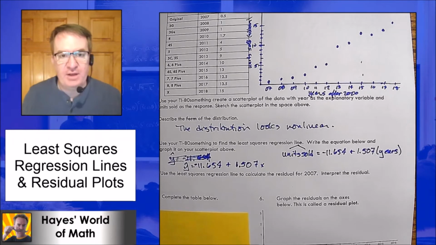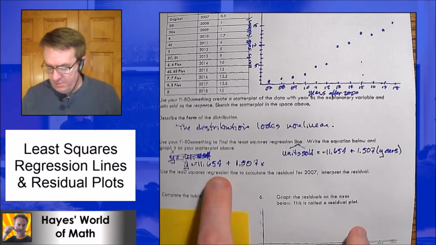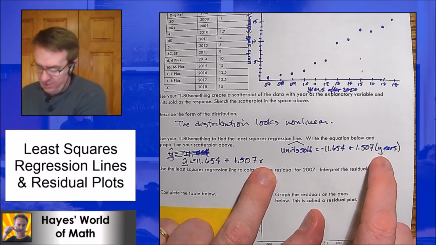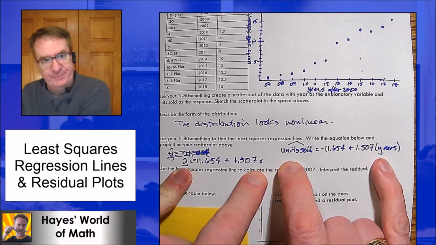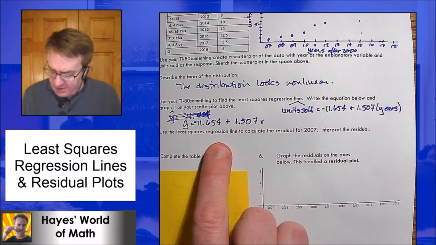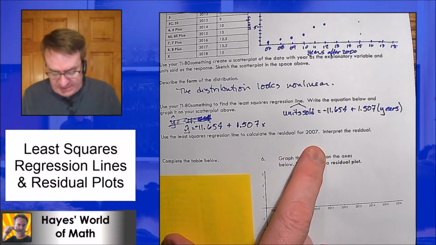And again, the reason I think I said this is the last one, we do it in math and we do it in English. The nice thing about writing it out in English is that it drives home what these variables mean. Okay? So, use a least squares regression line to calculate the residual for 2007.